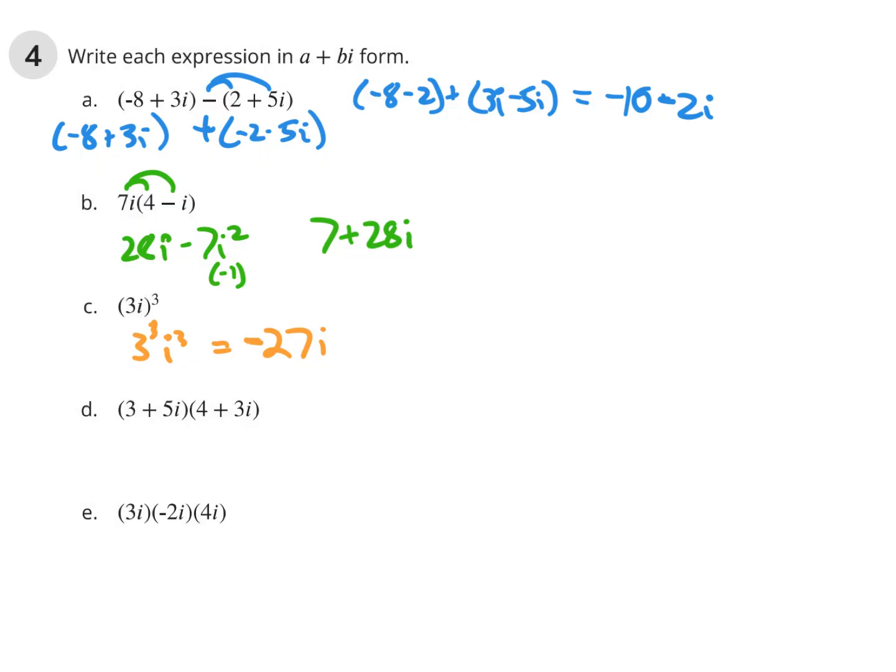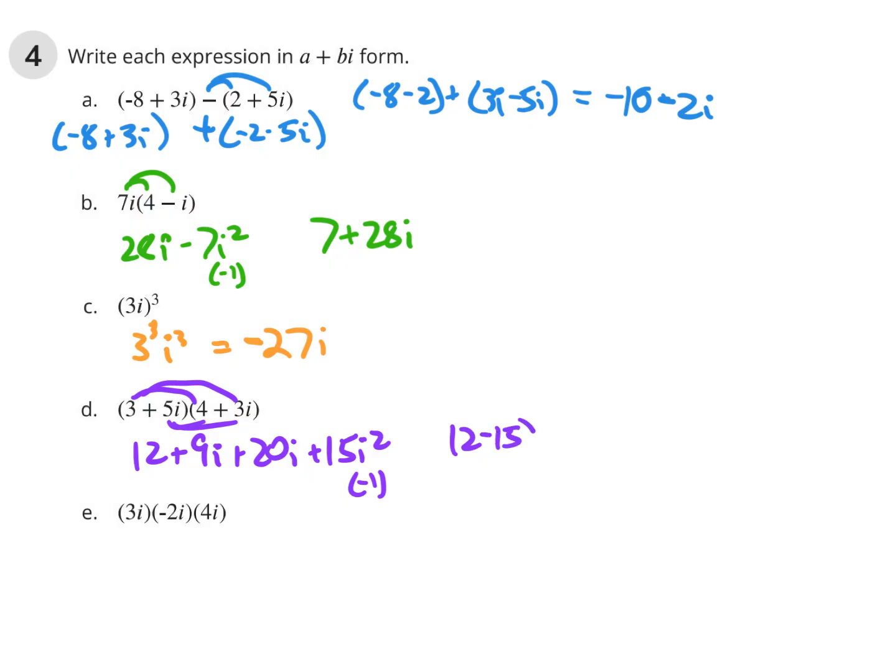All right, so now with this one, we have to multiply. So 3 times 4, 3 times 3. 12 plus 9i. 5i times 4, 5i times 3. 20i plus 15i squared. i squared is -1. So that's 12 minus 15 plus 9i plus 20i, -3 plus 29i.